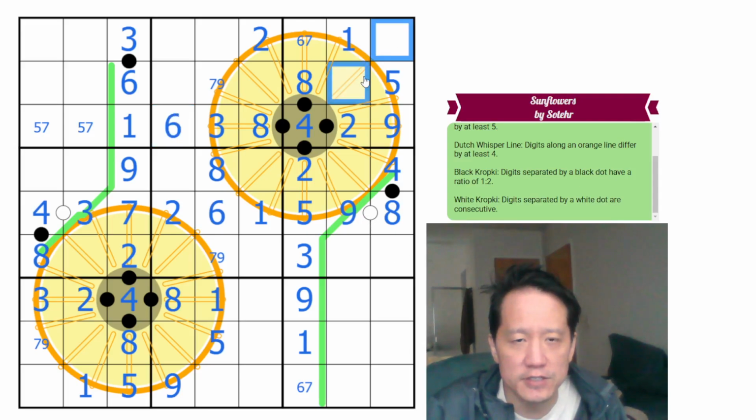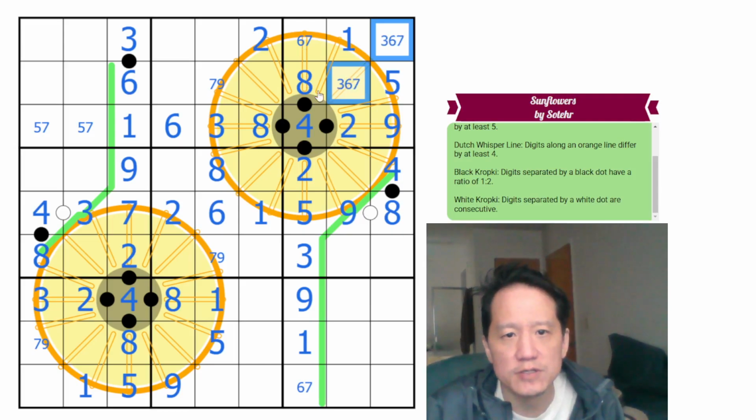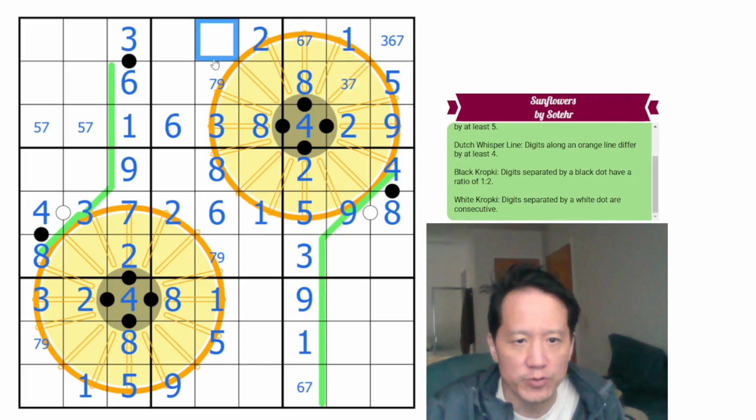The remaining digits here are 3, 6, and 7. But this can't be 6. That doesn't really tell us much. The remaining digits here are 2 and 4, but this can't be 2, so this is 4, which makes that a 2.